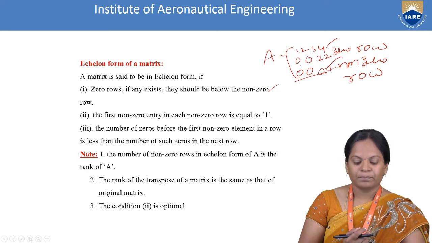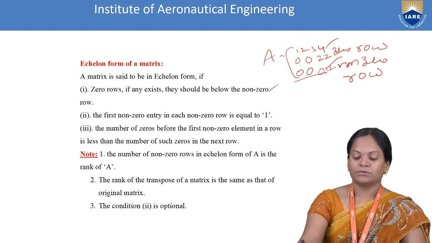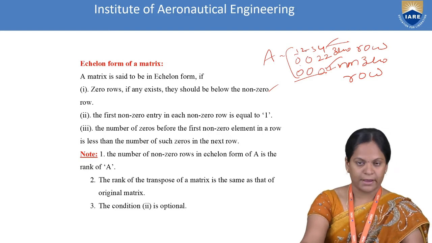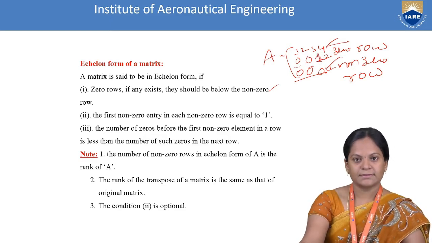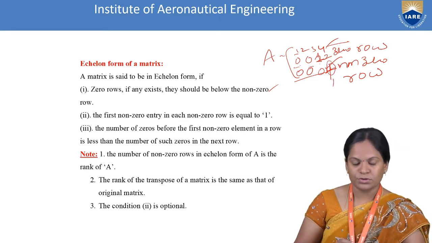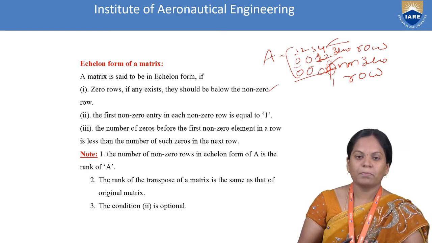So what is the second step? The first non-zero entry in a non-zero row is equal to 1. This is a non-zero row, and the first entry here is 1. Similarly, in the second row the first two entries are zeros, and the next element should be made 1. And in the third row we have 0, 0, 4, so this also we have to make into 1. Whatever the non-zero rows, the first non-zero entry should be equal to 1. We have to make that non-zero entry equal to 1.